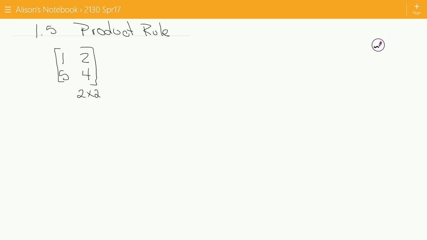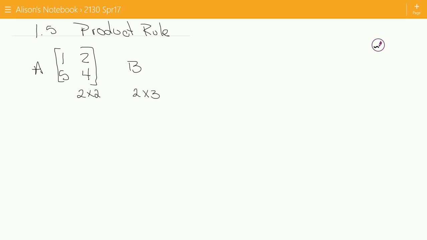All right, so let's talk about the product rule when it comes to a matrix. Let's say that I have two simple matrices, like a 1, a 2, a 5, and a 4. And then I have a second matrix. This is a 2 by 2, which means that in order to be able to multiply this matrix by this matrix, the second matrix has to begin with a 2.